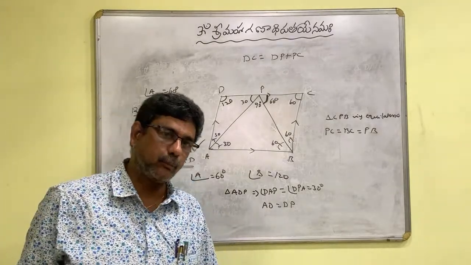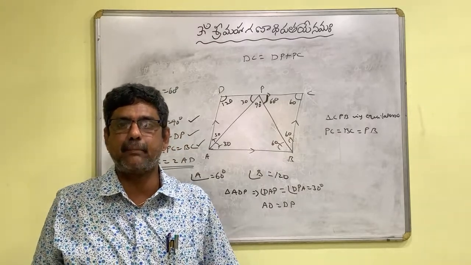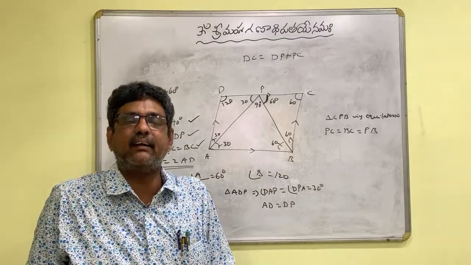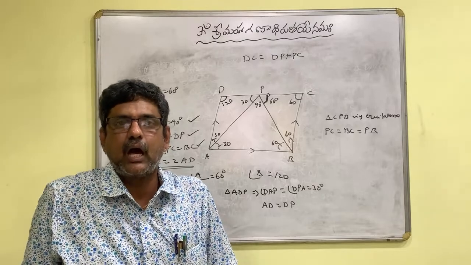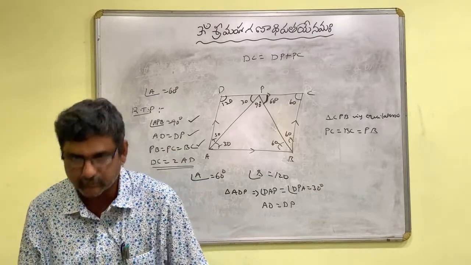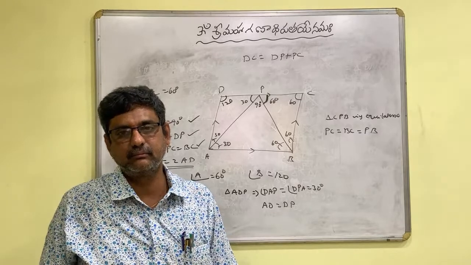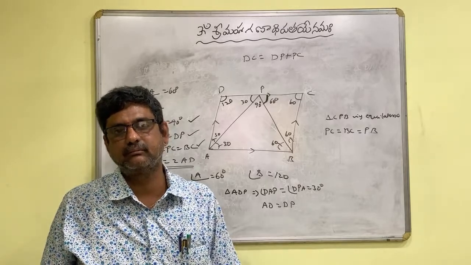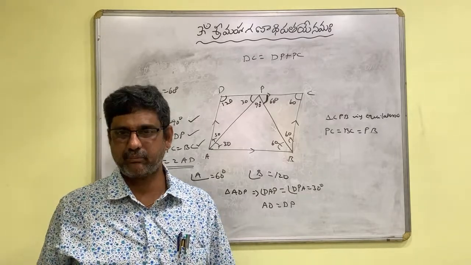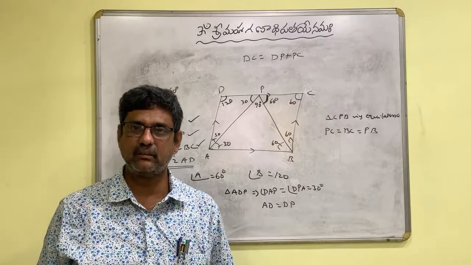We need to prove DC is equal to 2AD. I wrote DC is equal to DP plus PC. And I am saying that after writing this, the problem is done. How many of you are accepting? Why? How, sir? Yes, very good question.